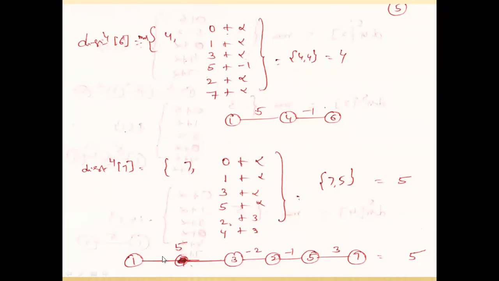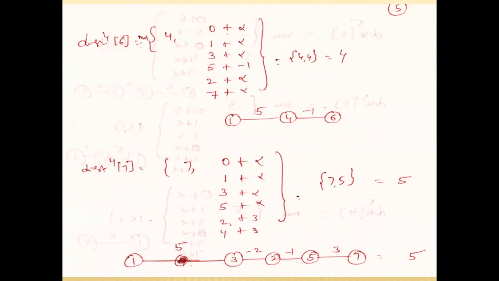So how does it exist? From 1 to 3, then 3 to 2, 2 to 5, 5 to 7. That is 5 minus 2, 3; 3 minus 1, 2; 2 plus 3, 5. There is a shortest path existing by 4 edges, so we are finding the shortest path by using 4 edges.